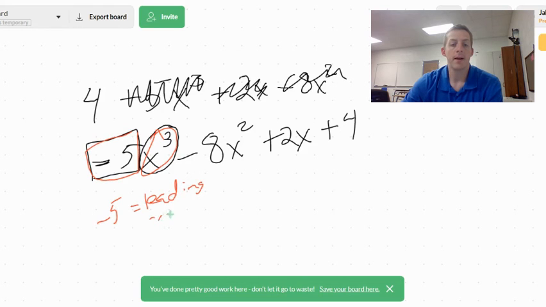Keep in mind that it's not always going to be in this order. It will be in a crazy order like we had earlier. And so you'll need to look for the highest degree term and be able to figure out what the leading coefficient is.